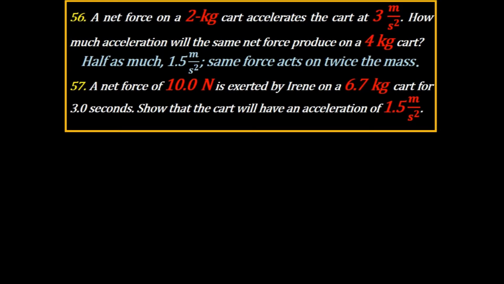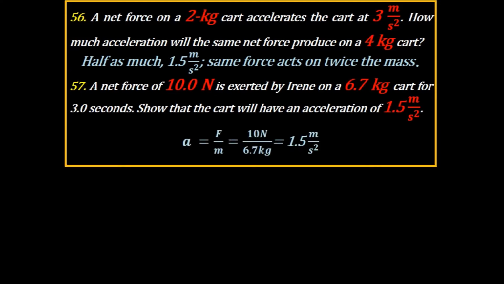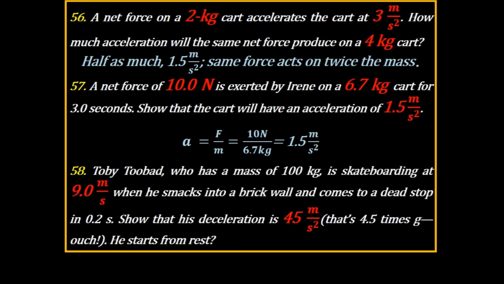Okay, so next, 57, we're almost finished. A net force of 10 newtons is exerted by Irene on a 6.7 kilogram cart for 3 seconds. Show that the cart will have an acceleration of 1.5. Well, it would be 10 divided by 6.7, which is 1.5. So 1.5 times 6.7 is 10. So that's pretty straightforward, and that's exactly the case. Remember that acceleration is change in velocity over time.